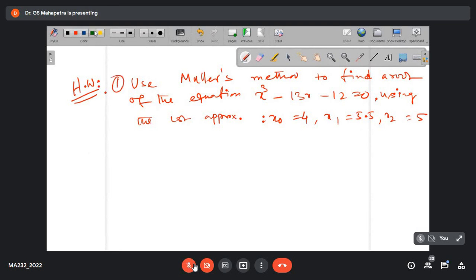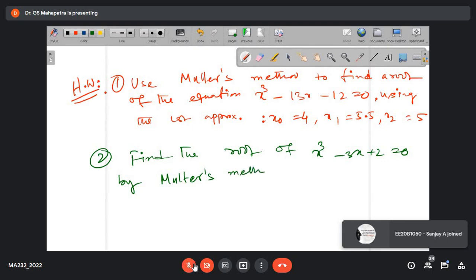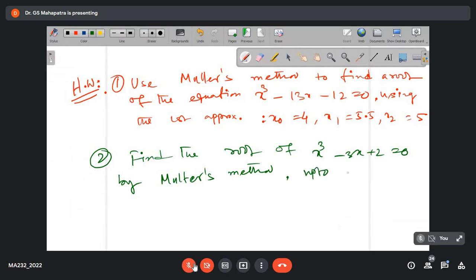Second problem, okay, second one. Find the root of x cube minus 3x plus 2 equals to 0 by Muller method, up to fourth iteration.